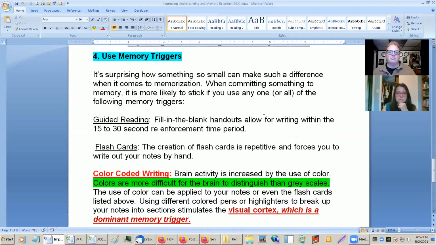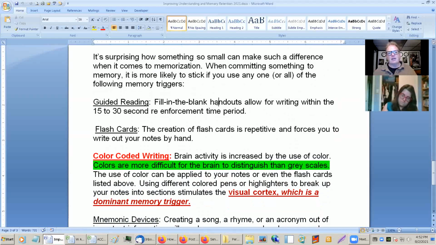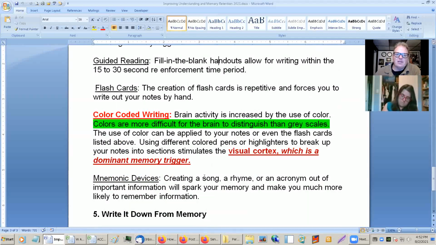Memory triggers. A number of different things you can do from memory. Guided readings, we talked a little bit about that, fill in the blank stuff, but flashcards. And this is one that is a little bit odd, and that is color coded writing.